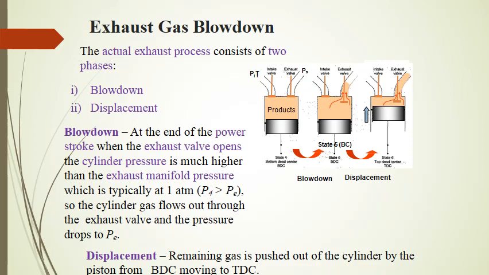Now, in the displacement phase, the remaining gas is pushed out of the cylinder by the piston moving from BDC towards TDC, as shown in the figure.